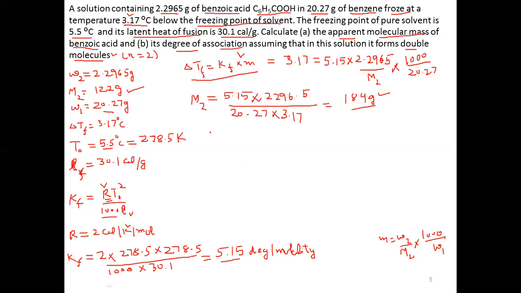Next we have to calculate the degree of association. For that we need iota, and iota, as I earlier mentioned, is given by the normal molecular weight, meaning the molecular weight calculated from the formula, which is 122, divided by the observed molecular weight. The observed molecular weight in this numerical is 184. So iota is 122 divided by 184. It is 0.66.